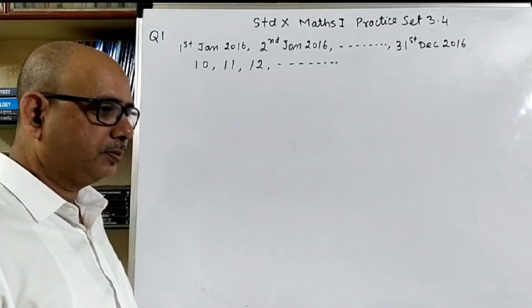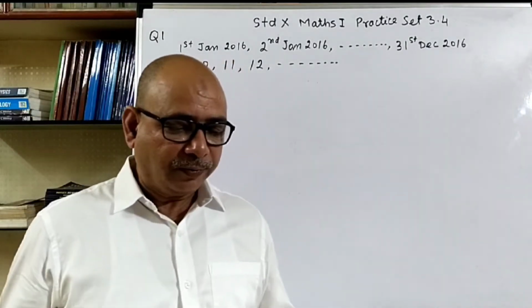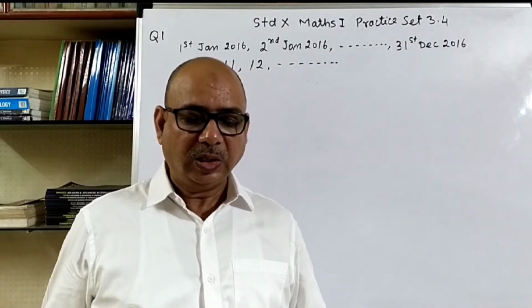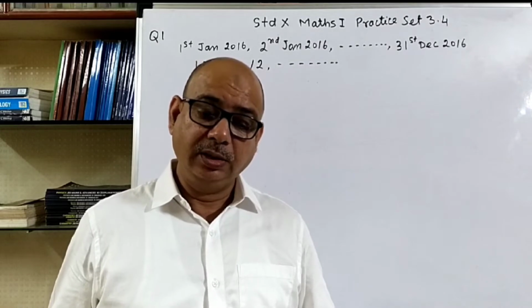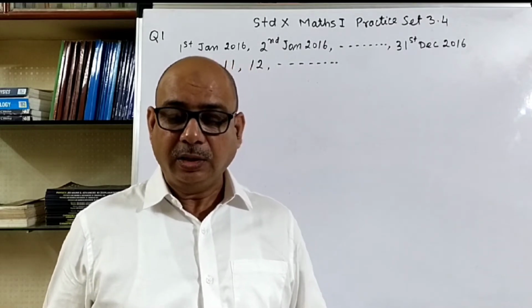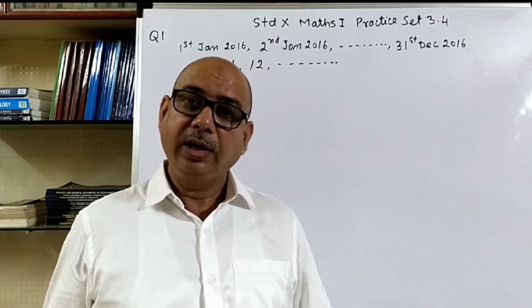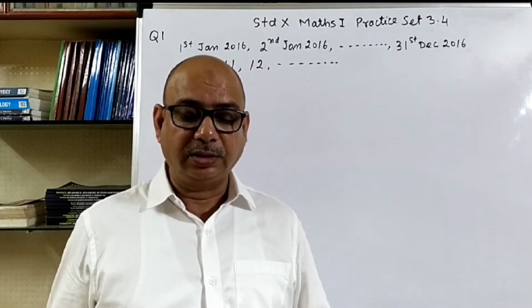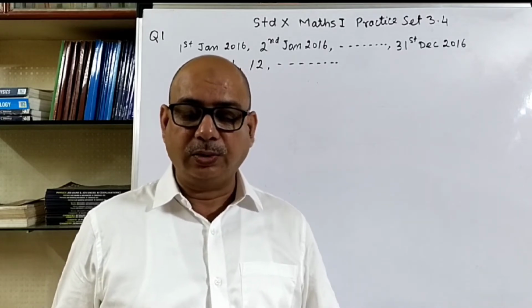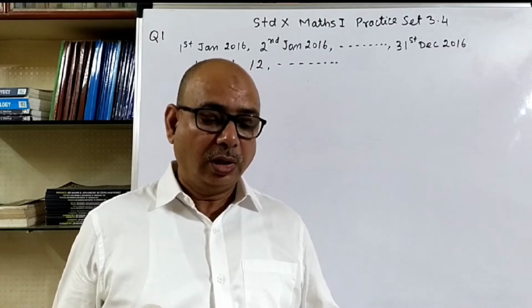First question. On 1st Jan 2016, Sanika decides to save rupees 10, rupees 11 on second day, rupees 12 on third day. If she decides to save like this, then on 31st December 2016, what would be her total saving?